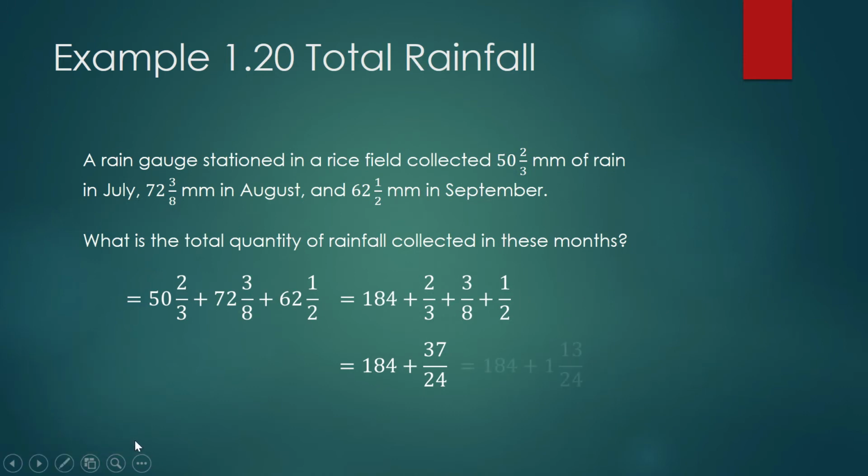Now 37 over 24 is equal to 1 and 13 over 24. So 184 plus 1 is 185, plus 13 over 24, which is 185 and 13 over 24 millimeters. So that is the total quantity of water collected in these 3 months.